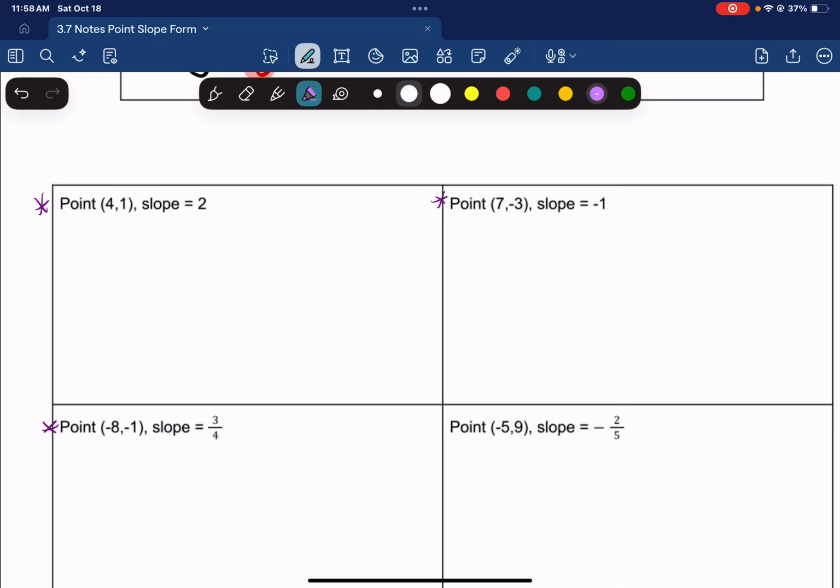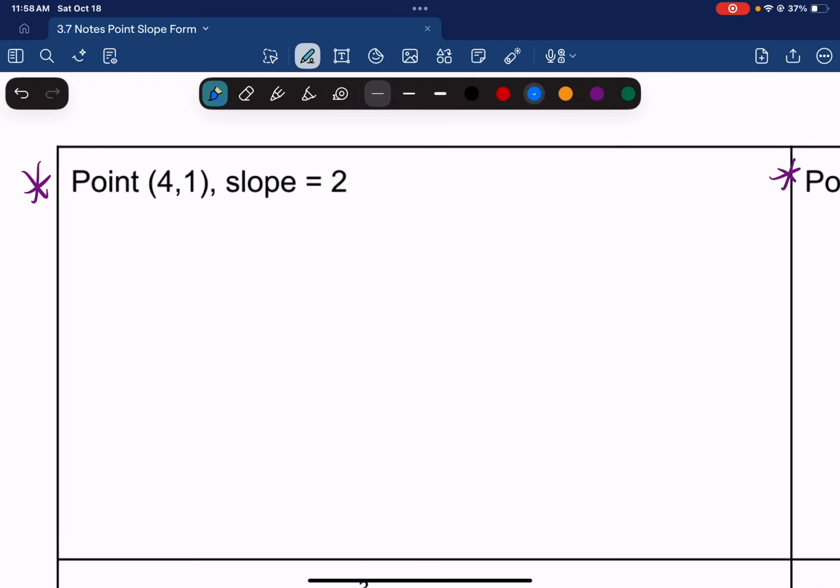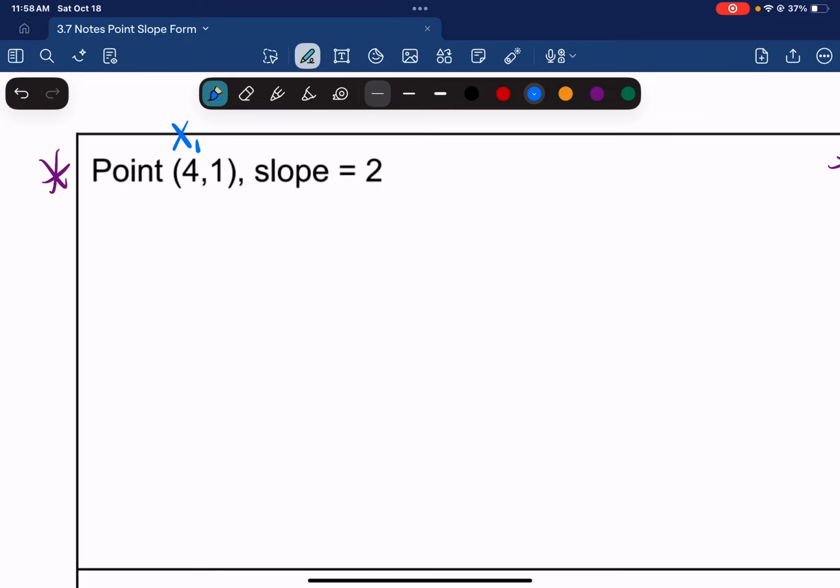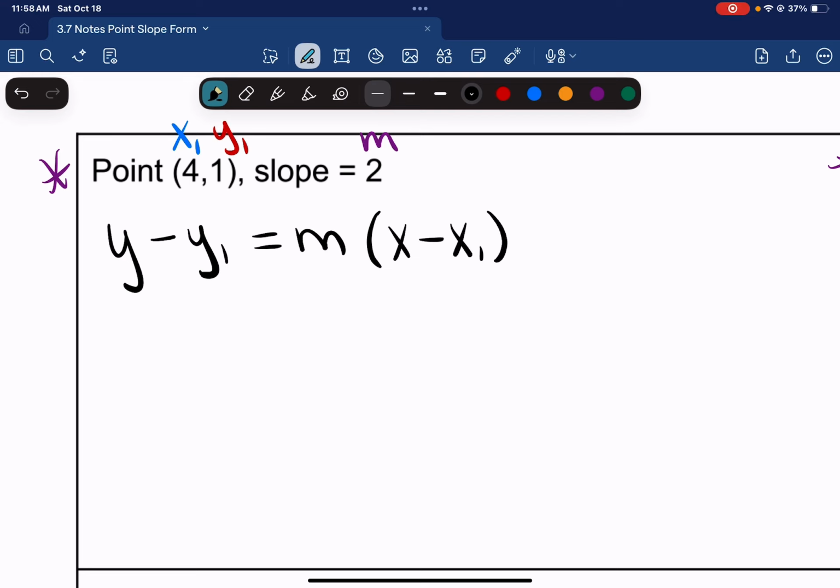If I give you the point 4, 1 and a slope of 2, again, the first thing I want you to do is label your point. So we've got x1 and we have y1. And of course, our slope is always going to be m. Now, I have you guys in class rewrite your formula. y minus y1 equals m times x minus x1 in parentheses. The more that you write this, the better off you're going to be. The more that you are likely to remember what this formula is, even if you get it on your STAR test or whatever state test you guys might be taking.